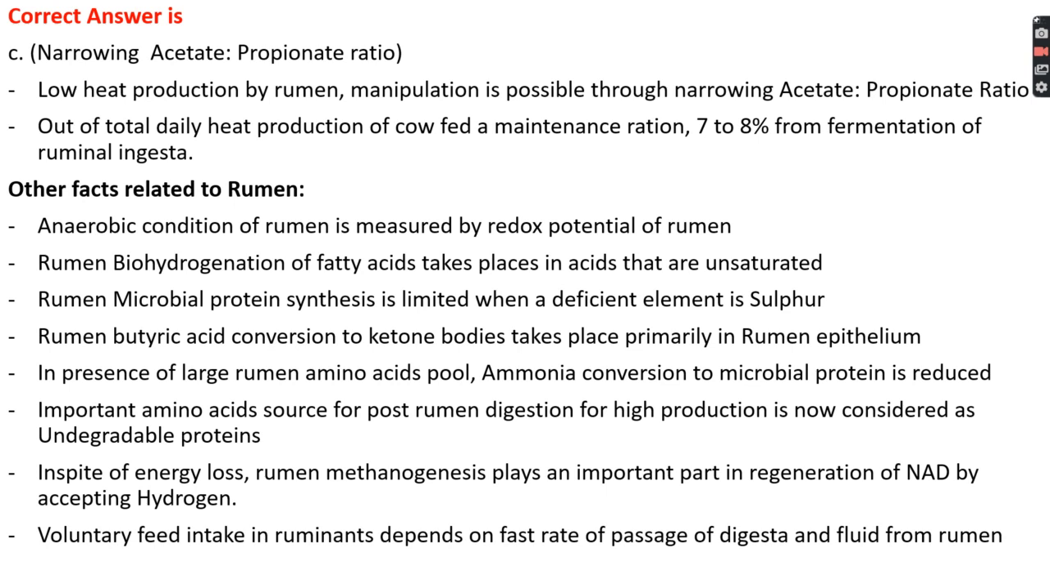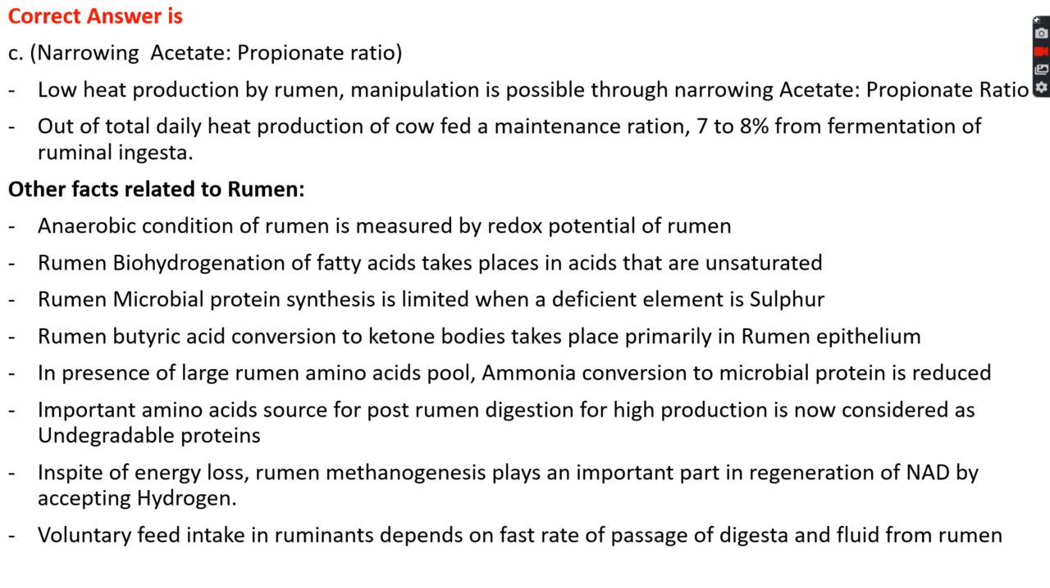Out of the total daily heat production of a cow fed a maintenance ration, 7 to 8 percent of the heat production is from the fermentation of ruminal ingesta. Since another fact related to the rumen is that the anaerobic condition of the rumen is measured by redox potential. Similarly, rumen biohydrogenation of fatty acids takes place in unsaturated acids, and rumen microbial protein synthesis is limited when there is a deficiency of the element sulfur in the feed.